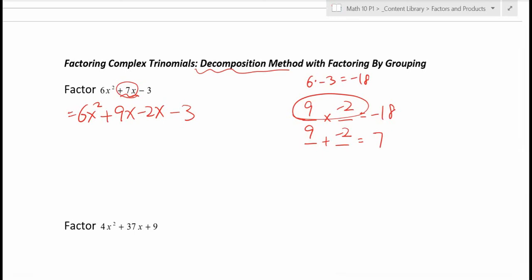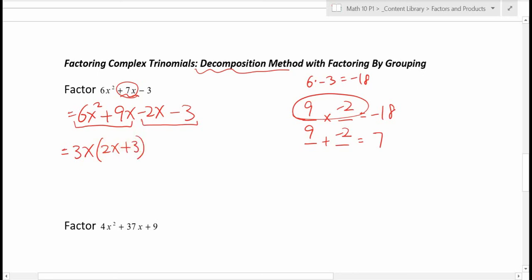Now this is where we're going to use the skill that we learned earlier in the chapter, where we factor by grouping. Recall, we can split this into two groups, namely the first two terms and the last two terms. We can factor out 3x from the first two terms, that's the greatest common factor. If you factor out 3x, you should get 2x plus 3. And you're going to do the same thing for the last two terms. Now notice how we have -2x minus 3. There's no common factor here, so we're going to keep the minus sign, and because there's no common factor, we're going to write down a 1.